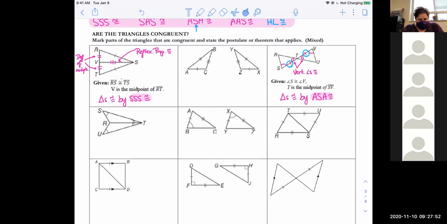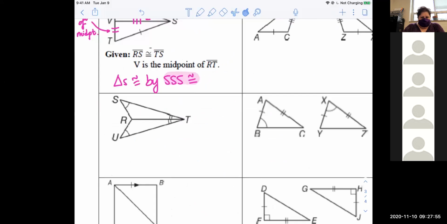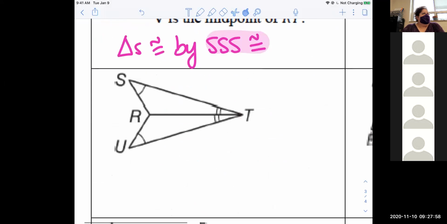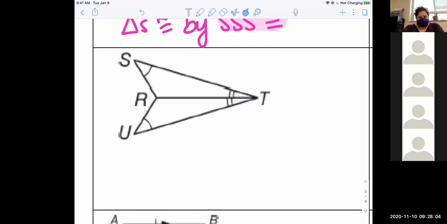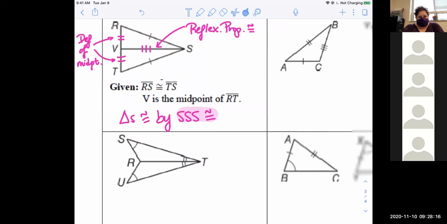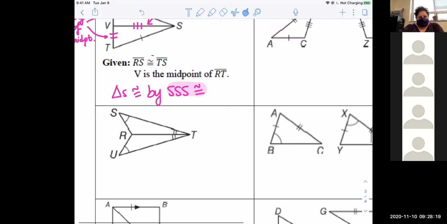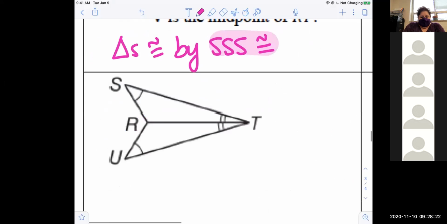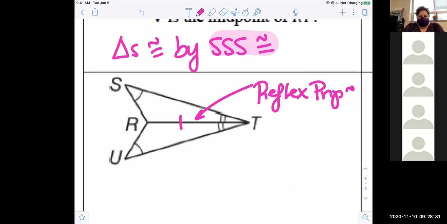All right, let's look at, how about the second row, first one, first column there. Is there anything I could mark that's not currently marked? So two things we've talked about. We talked about reflexive and we talked about vertical angles. Okay, so I'm going to go ahead and mark RT congruent to RT, and the reason there is going to be reflexive. Make sure you're not just assuming things, okay?